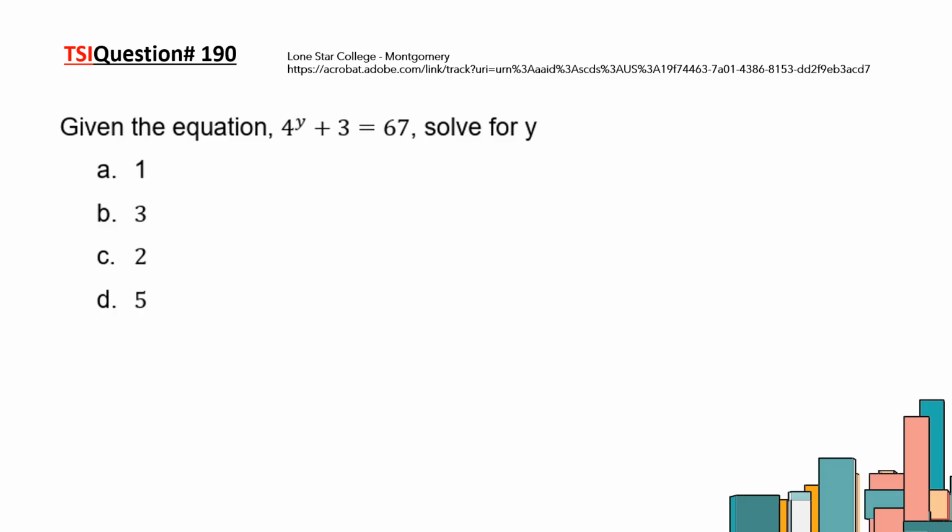Given the equation 4 to the power of y plus 3 equals 67, solve for y. We have 4 to the power of y plus 3 that equals 67.